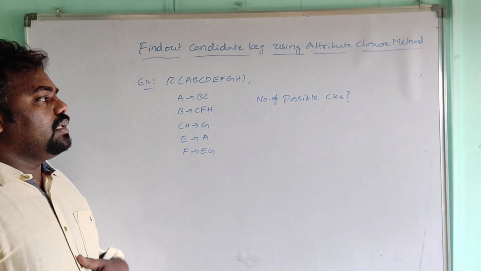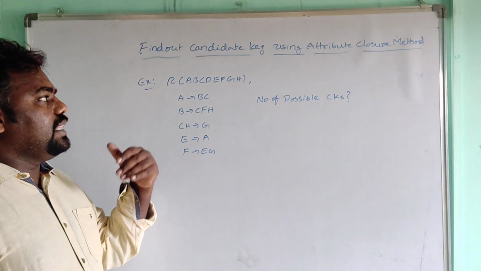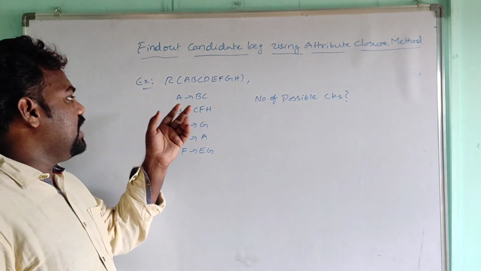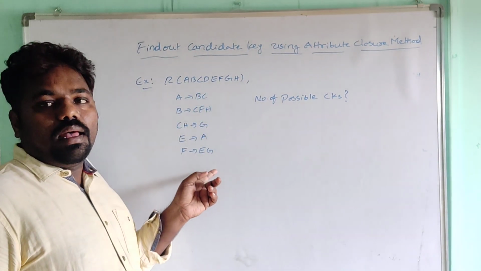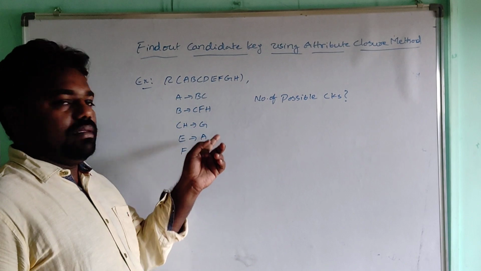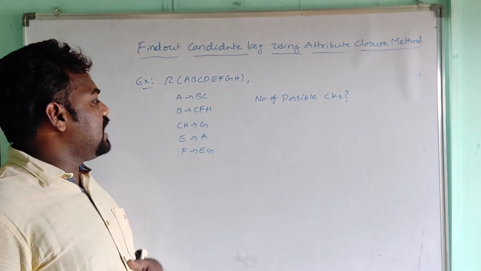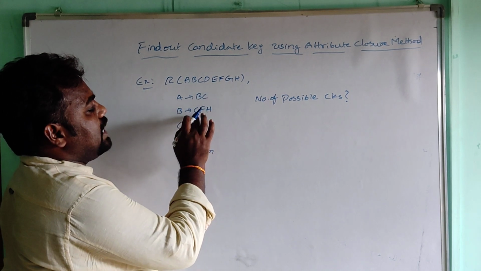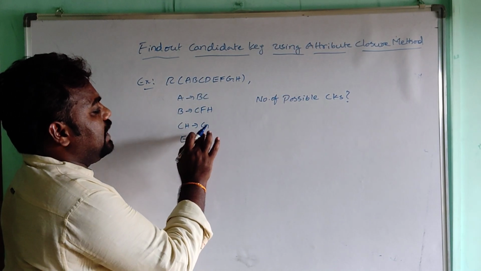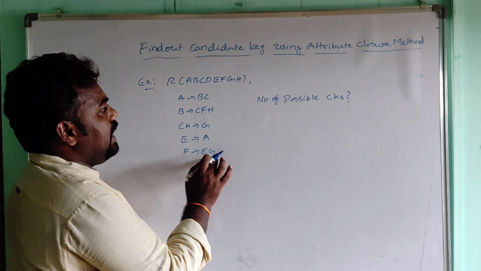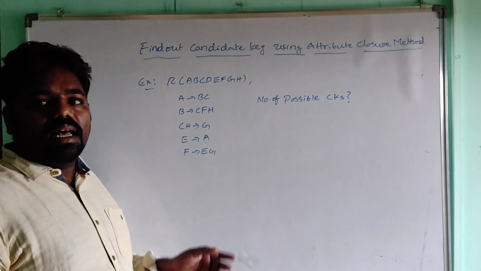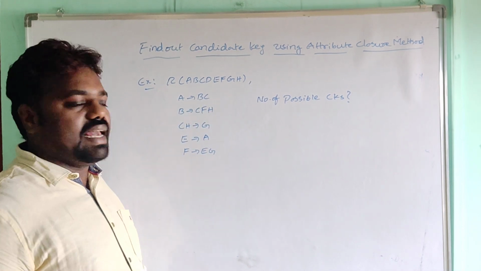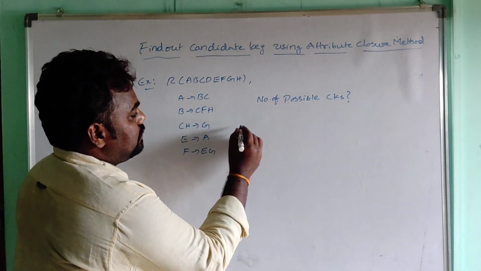Then we'll find the candidate keys by using the second method. First we need to observe all the right hand side attributes of the given functional dependencies. Here the right hand side has BC, CF, H, G, A, E, G. Then the element which is not present at the right side is D.